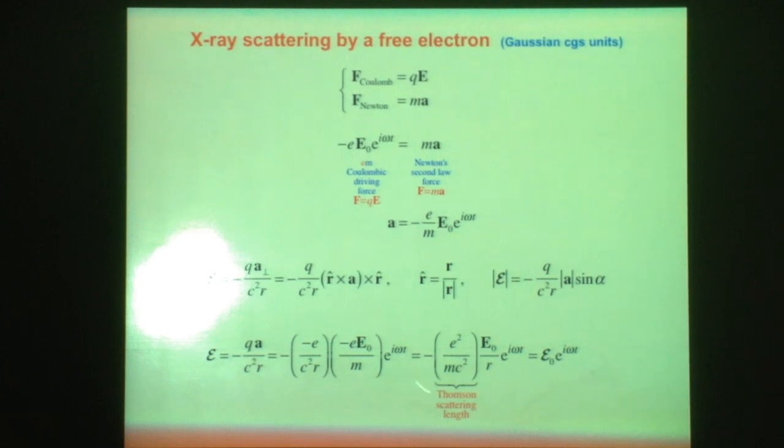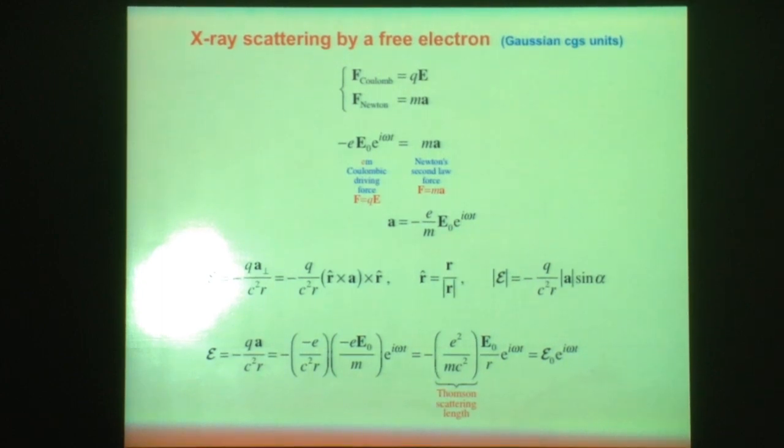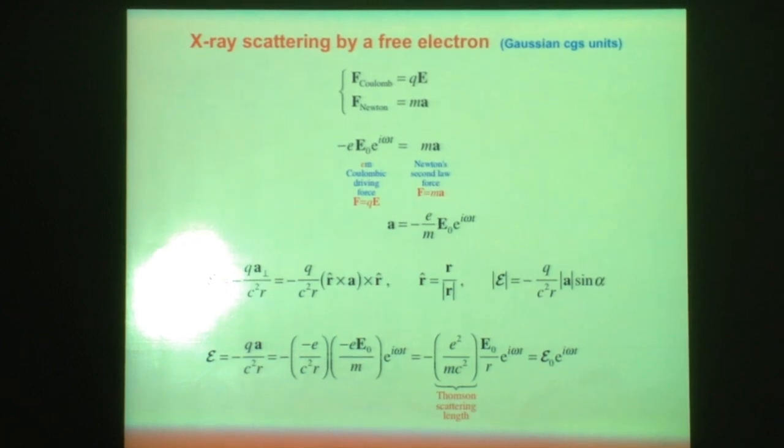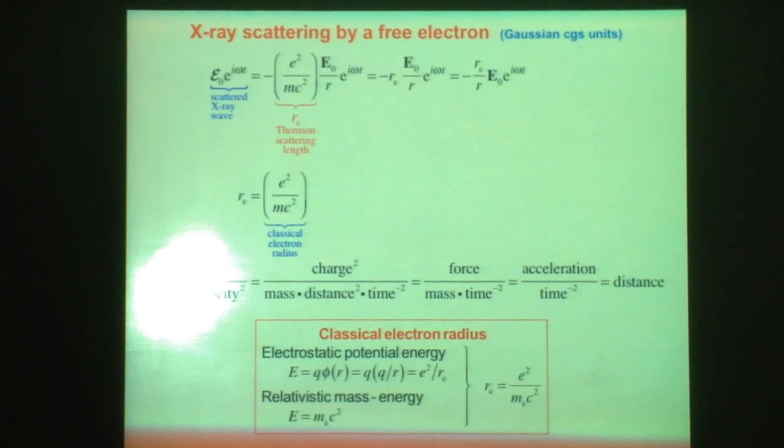Now this collection of constants, e squared over mc squared, is called the Thomson scattering length for the electron, in honor of Thomson, who figured much of this out at the very beginning, and in the first place discovered the electron. So, restating it in the following way, and noticing that this thing we call the Thomson scattering length for the electron is a length if we look at the dimensional analysis.